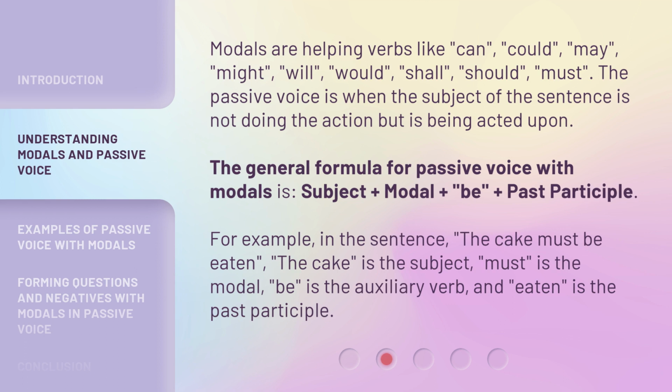For example, in the sentence, the cake must be eaten. The cake is the subject. Must is the modal. Be is the auxiliary verb. And eaten is the past participle.